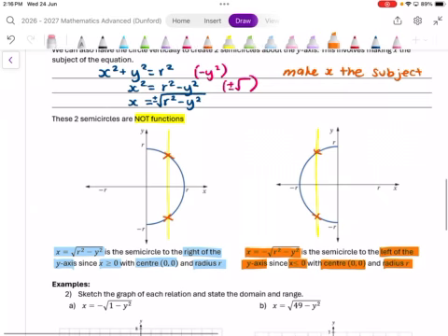It's terrible. Ditch the orange. Okay, sorry. The y-axis. That better? Okay.